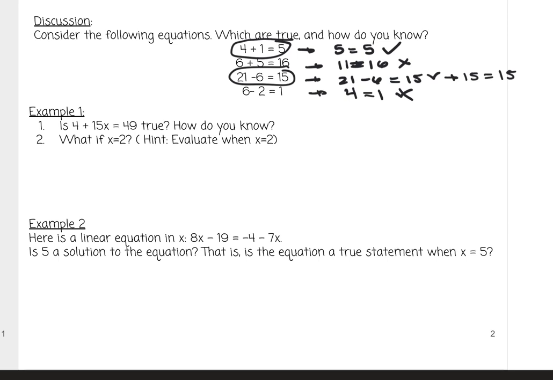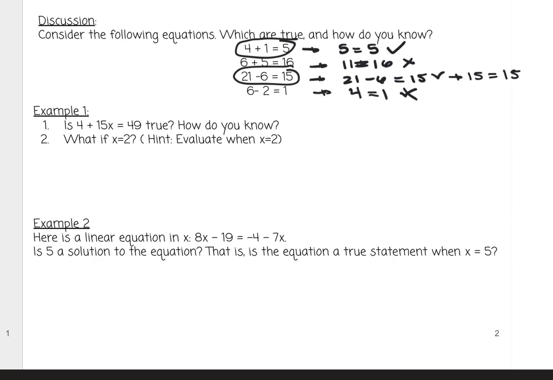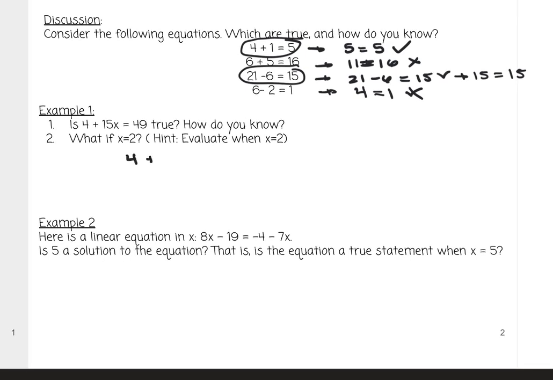Let's look at the second part of it. It says, what if x equals 2? So it's telling me with this equation, I have 4 plus 15, and instead of writing the x, I'm going to put 2, equals 49. Now I'm going to simplify my left-hand side. Bringing back those order of operations, I'm going to multiply my 15 and my 2 to get 30. And then my 4 plus 30 to get 34. We can see that this is not true because 34 will not equal 49. So looking at this equation, x equals 2 is not a solution.